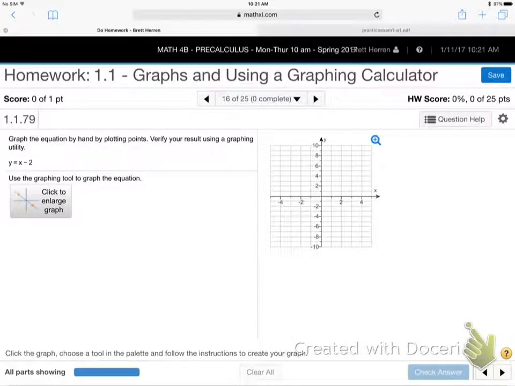Okay, so there we go. So they want me to graph it on the screen. y equals x minus 2. So how do you graph that line, y equals x minus 2?